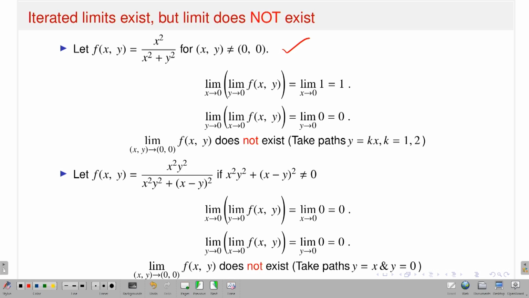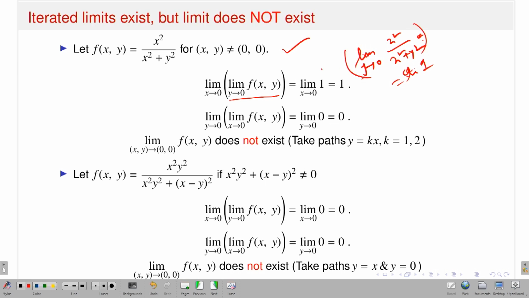So first you calculate the iterated limit. First calculate the limit as y approaches 0 of f of xy. What will happen? The limit as y approaches 0 of f of xy means x square by x square plus y square, and as y approaches 0 it should be exactly equal to 1, because x square by x square is 1. So therefore this is a constant function.